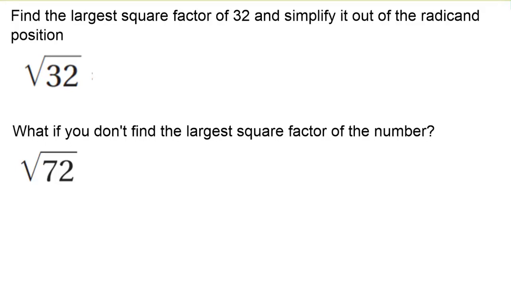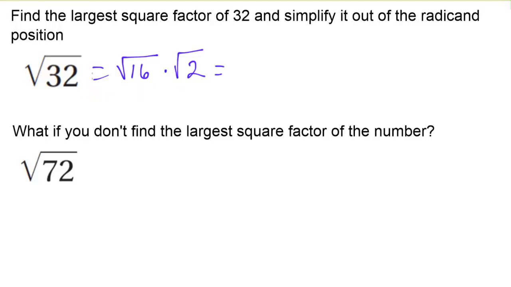So looking at 32, the largest square number that I can think of will be 16. So I'm going to rewrite this as the square root of 16 times the square root of 2. Remember that these two numbers here, when multiplied back together, still have to give you 32, otherwise you've made a mistake. And then proceed to simplify.